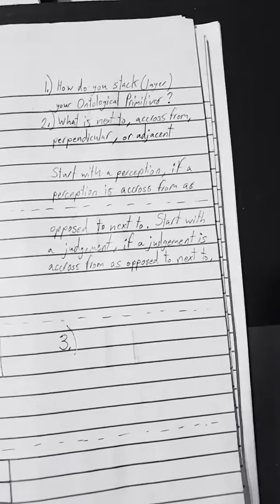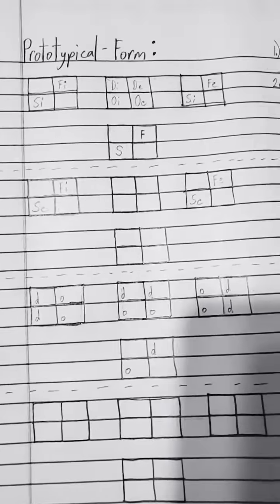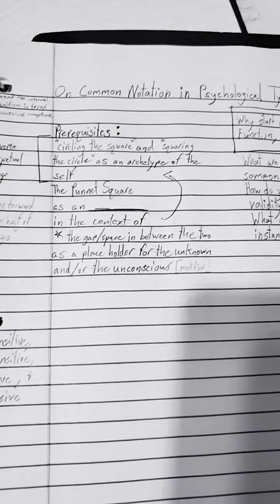And we even included a back catalog, and we continued the prototypical form over until we found a lock-in to use as a metastable heuristic. What does that mean? Well, stay tuned for our next entry, and we'll go over the prototypical form. On common notation in psychological types.